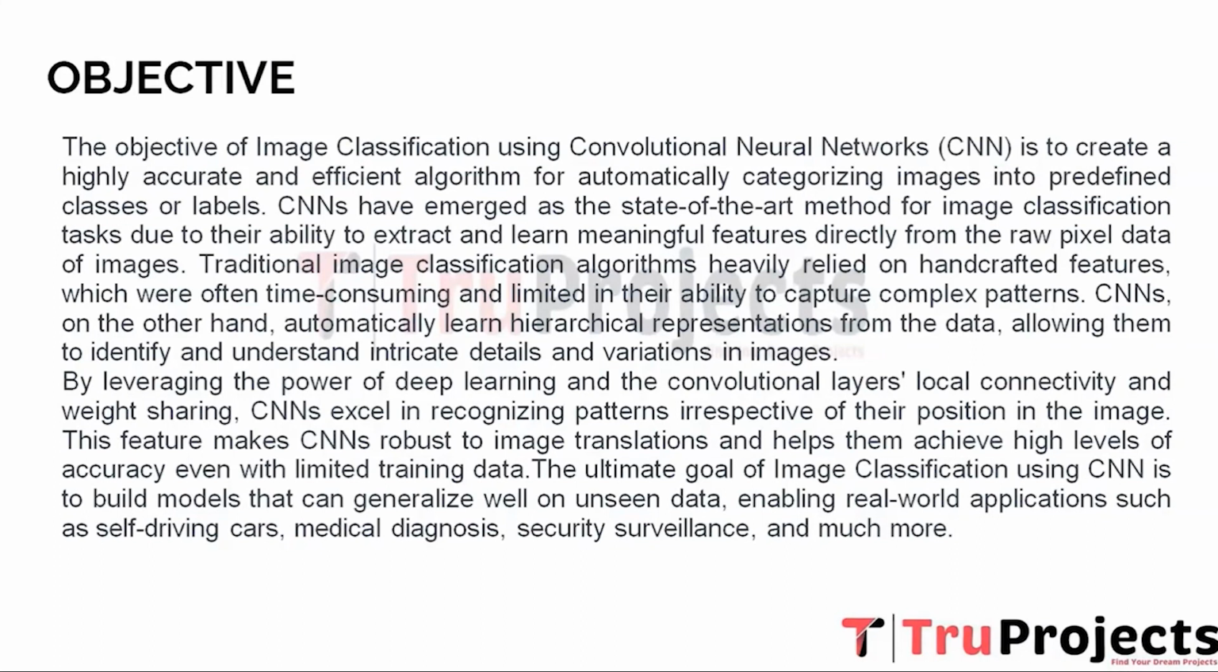This feature makes CNNs robust to image translations and helps them achieve high levels of accuracy even with limited training data. The ultimate goal of image classification using CNN is to build models that can generalize well on unseen data, enabling real-world applications such as self-driving cars, medical diagnosis, security surveillance, and much more.